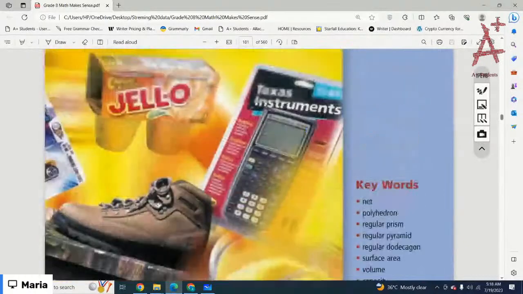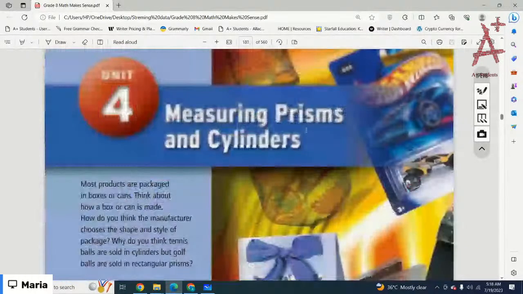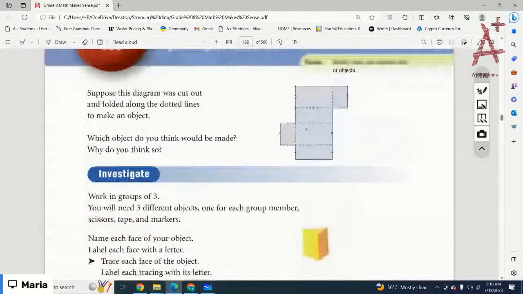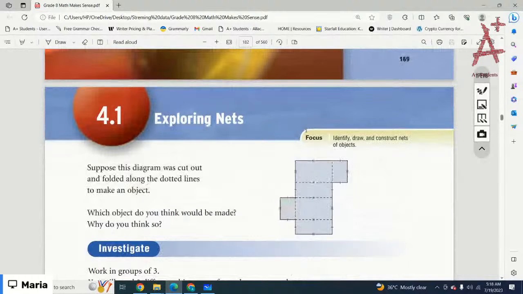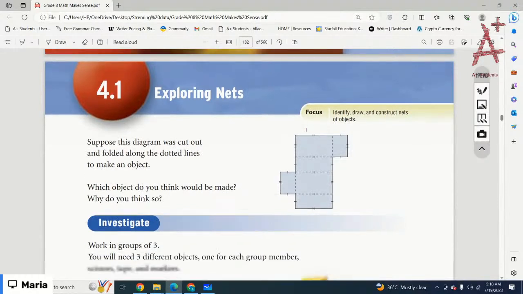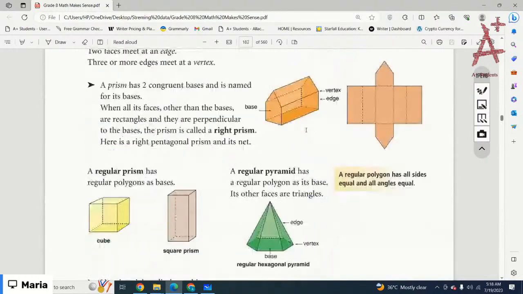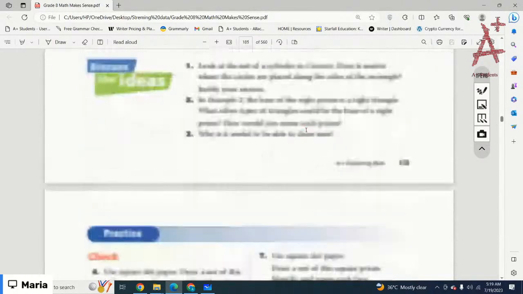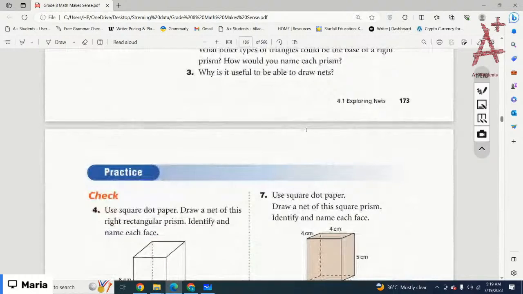I'm going to start the new chapter, measuring prisms and cylinders. So let's just start with unit 4. Let's start with 4.1, exploring nets. So let's start with the first lesson. Okay, let's just start with question number 4.